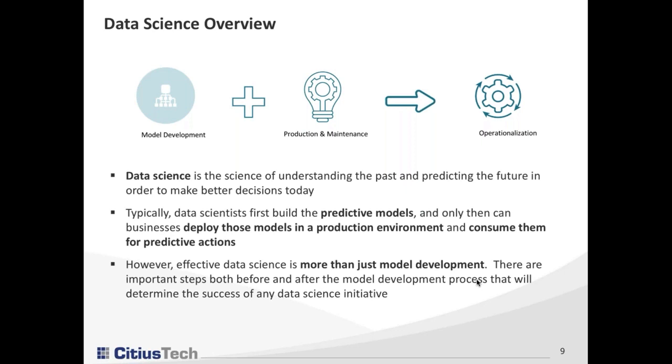So that's from a development standpoint, but data science is actually more than just the development of models. We'll talk about some important steps both before and after the model development process, and this will help determine the success of any given data science initiative.